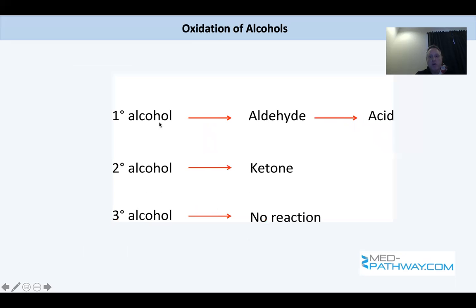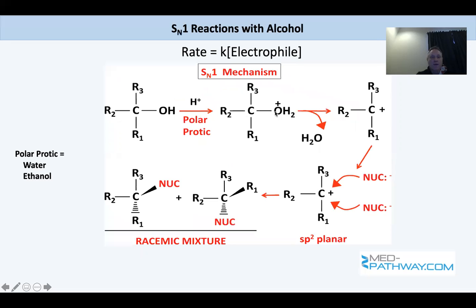We have primaries going to aldehydes, to acids, secondaries to ketones, and tertiary alcohols don't really react very well at all. You can bypass the aldehyde intermediate step by treating the alcohol with potassium permanganate. If you add dichromate to it, you go straight to the aldehyde. If you add more dichromate to it, you go to the acid. So we'll take a look at a couple reactions with alcohols.